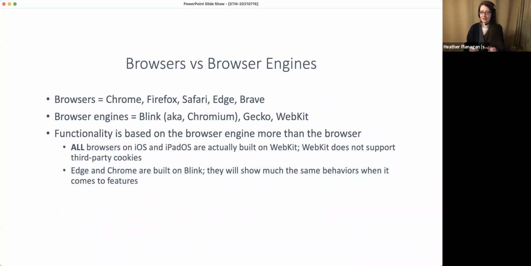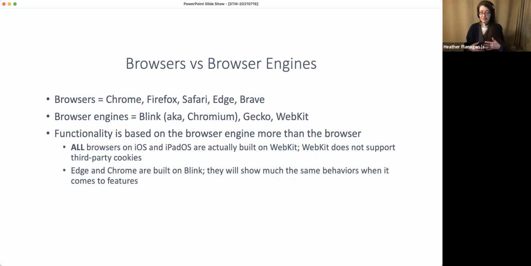Doing a quick terminology check. There are browsers: Chrome, Firefox, Safari, Edge, Brave. But then there are browser engines, the thing that actually supports the browser that you see, that you download. There's one called Blink, which you may know as Chromium. There's Gecko, there's WebKit. That's actually kind of an important distinction, because depending on what operating system you're using, your browser might be using a different browser engine.